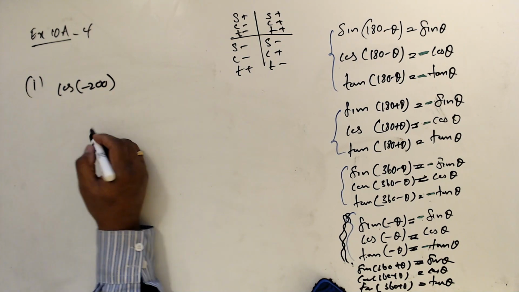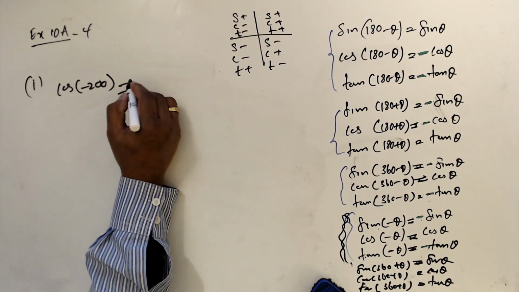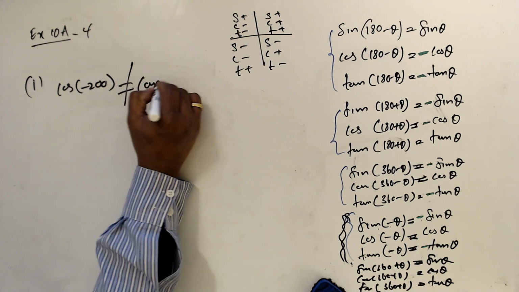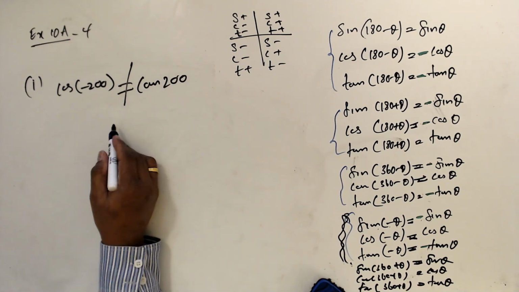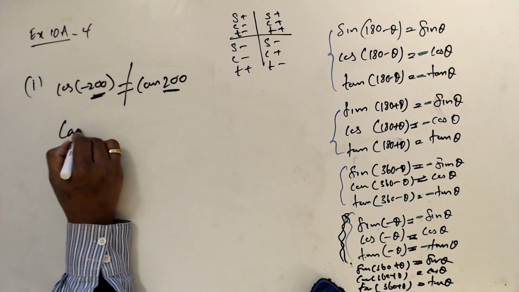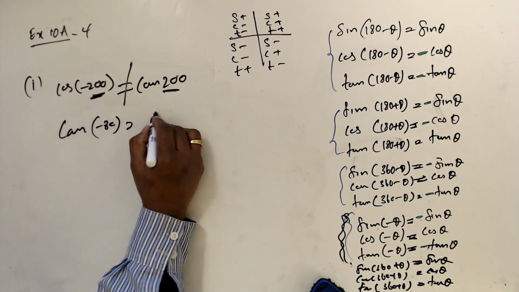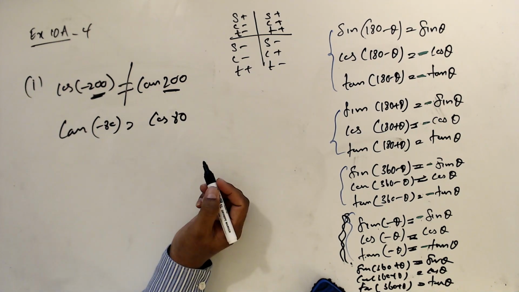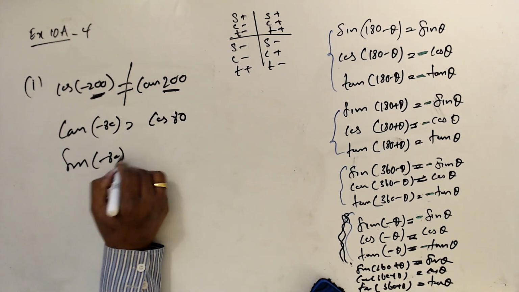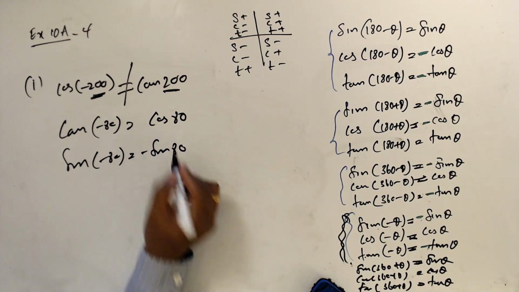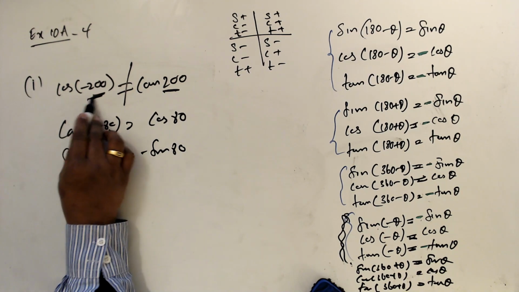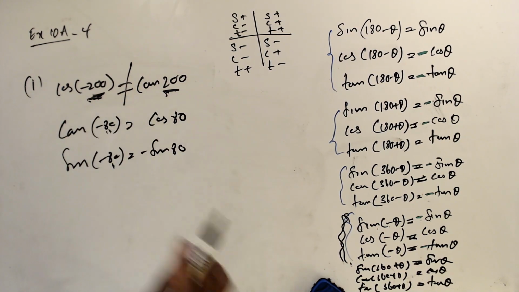I is cos minus 200. But you can't write cos 200 here. Why? Because 200 is not acute. But you can write cos minus 80 as cos 80, or sine minus 80 as minus sine 80, because this angle is acute. But you can't write like that here. This is not acute.